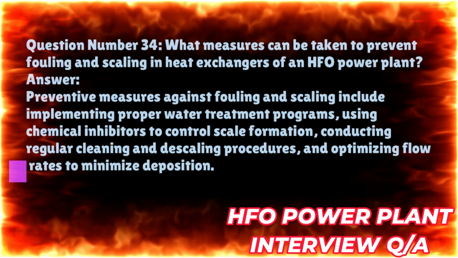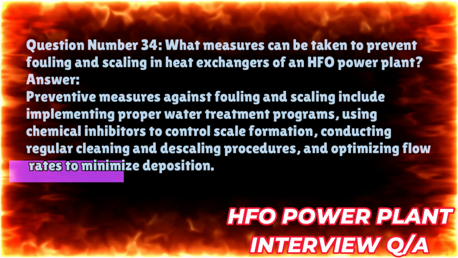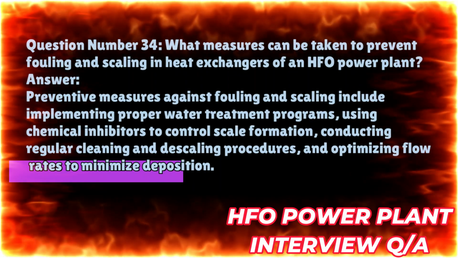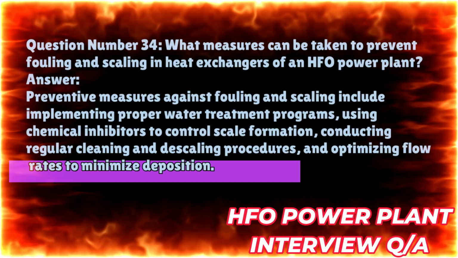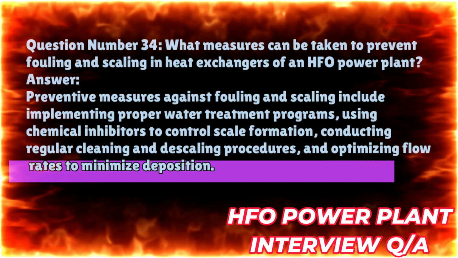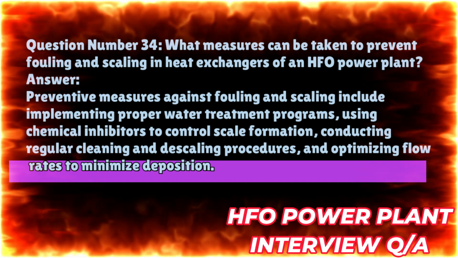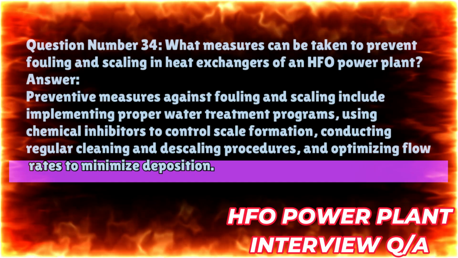Question number 34. What measures can be taken to prevent fouling and scaling in heat exchangers of an HFO power plant? Answer. Preventive measures against fouling and scaling include implementing proper water treatment programs, using chemical inhibitors to control scale formation, conducting regular cleaning and descaling procedures, and optimizing flow rates to minimize deposition.